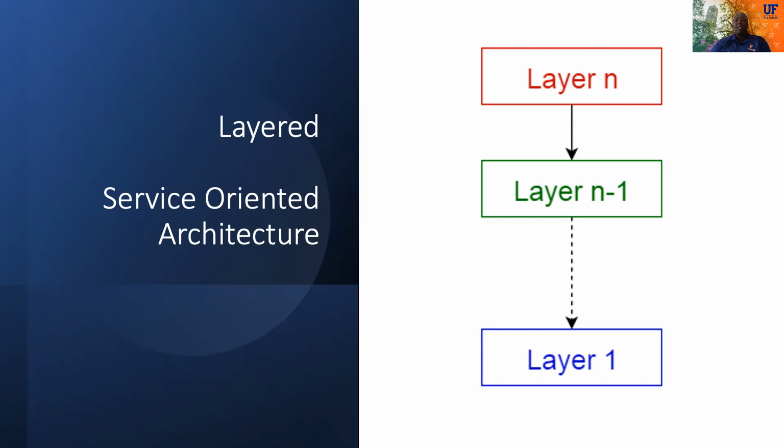So what is it? This pattern can be used to structure programs that can be decomposed into groups of subtasks, each of which at a particular level of abstraction. Each layer provides services to the next higher layer. And so there are 4 common layers that are used. There's the presentation layer, which you see as the user interface. There's the application layer, which is known as the service layer or where the application resides. Then there's the business logic layer, that's known as the domain layer, and then the data access layer, known as the persistence layer. So some applications that have a layered architecture are general desktop applications and e-commerce applications.